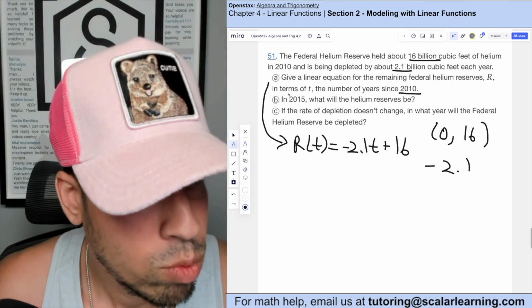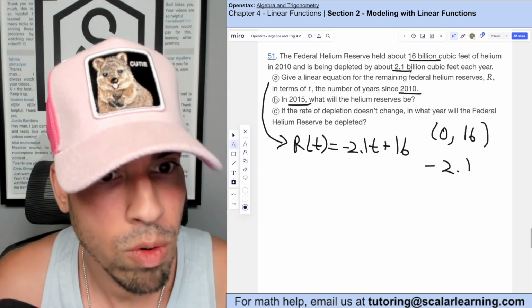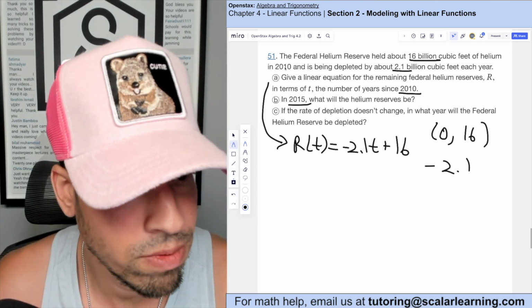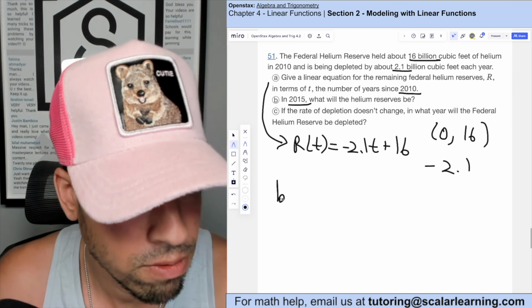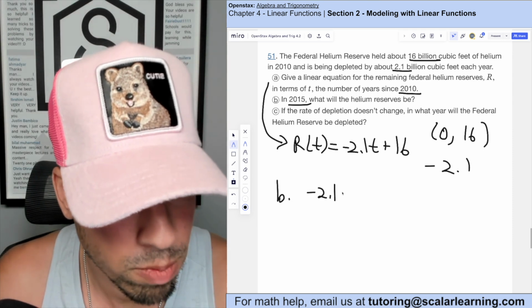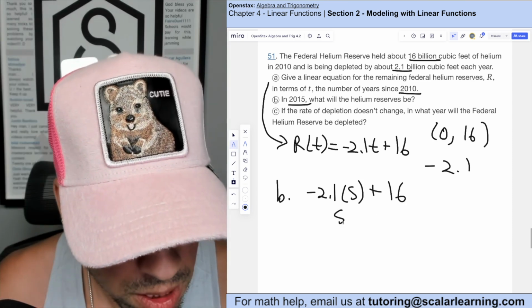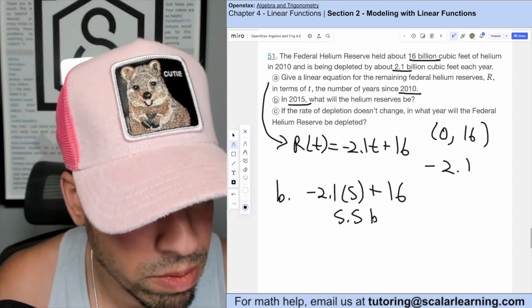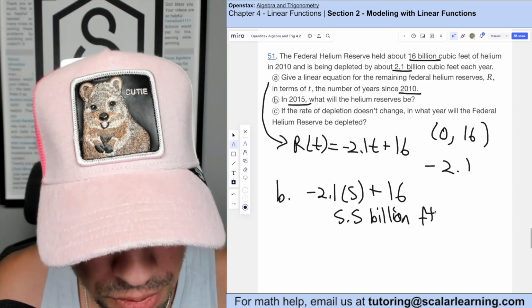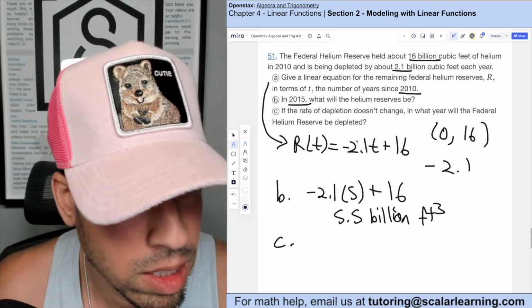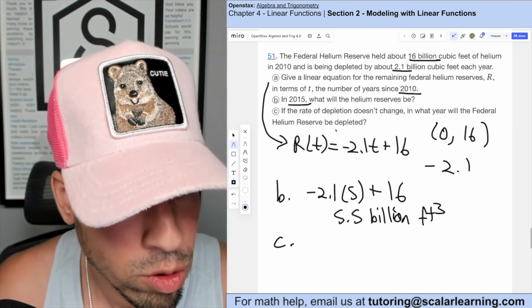For part B, we're plugging in 2015. So how many years is that since time 0? That's 5 years. So I'm going to plug in 5 for t, and we're going to evaluate this. Once we evaluate this, it becomes 5.5, so it'd be 5.5 billion cubic feet for part B. And last but not least, for part C, in what year will it be depleted?